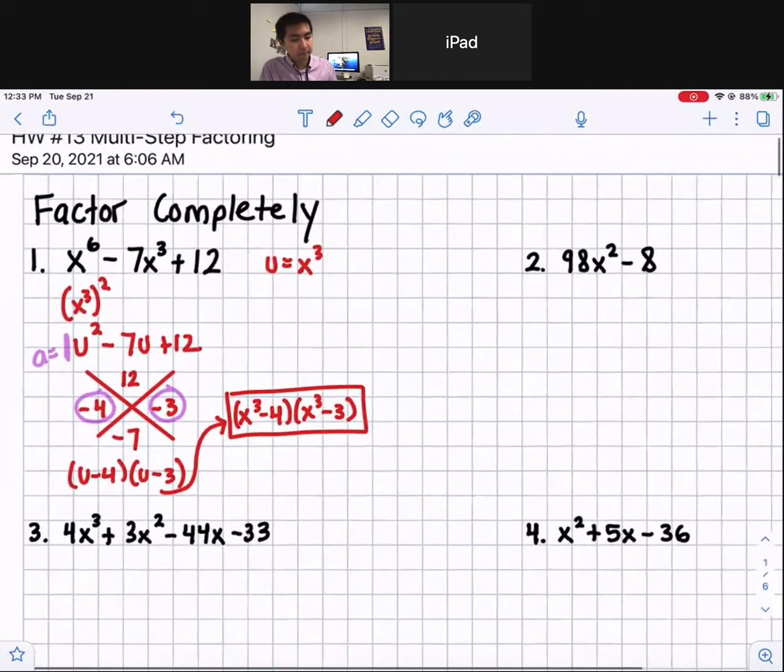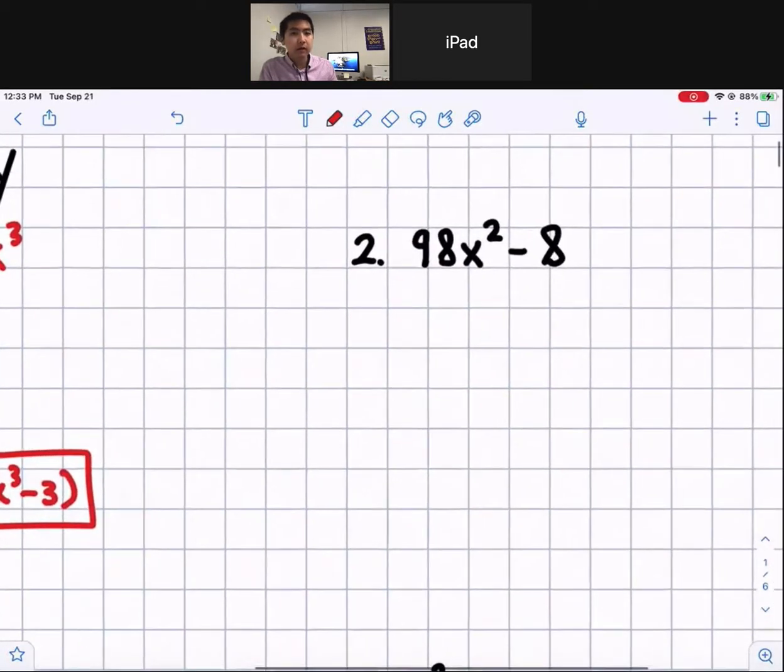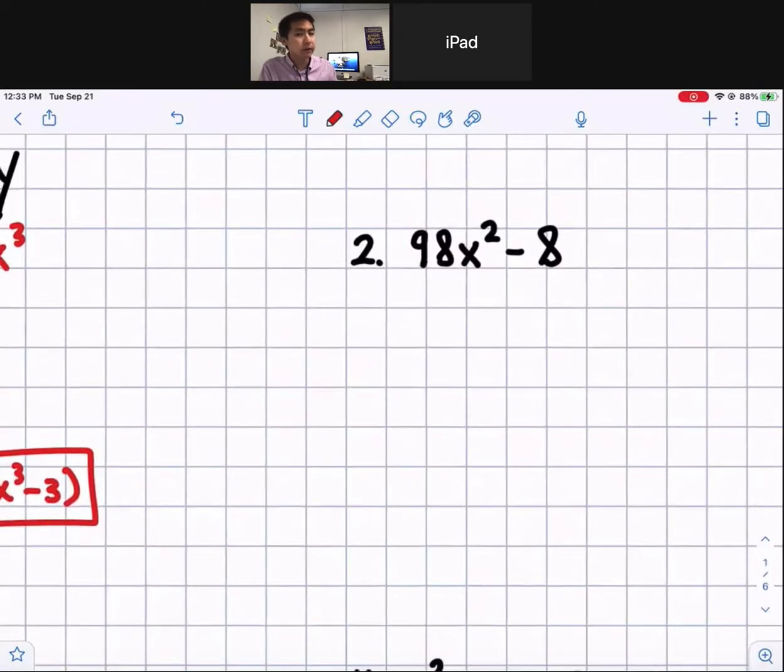Number 2. Okay. Can we factor out something from each term? Yes, we can divide both of them by a 2. 98 divided by 2 is 49x squared. Negative 8 divided by 2 is negative 4. And now we have 2 terms.